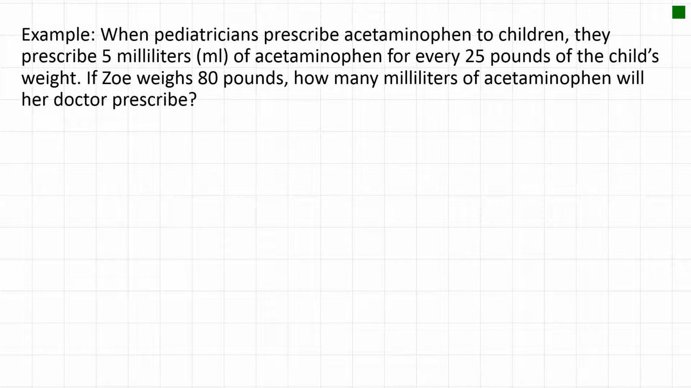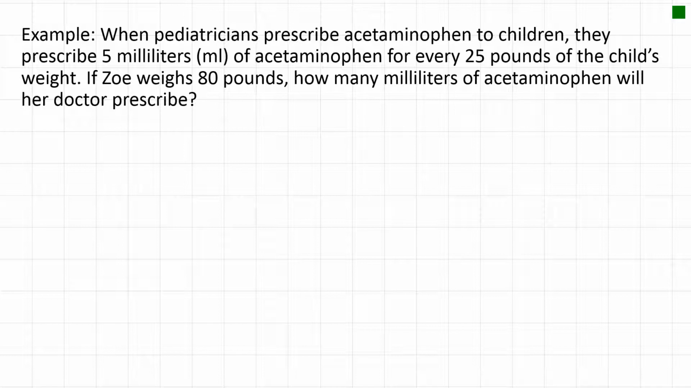Here's an example. When pediatricians prescribe acetaminophen, which is, I believe, the main ingredient in Tylenol, so it's just a common pain reliever, when they prescribe it to a child, they prescribe 5 milliliters of acetaminophen for every 25 pounds of the child's weight. So the bigger the kid, the more of this drug they're going to require for their pain medication. So if Zoe weighs 80 pounds, how many milliliters of acetaminophen will her doctor prescribe?